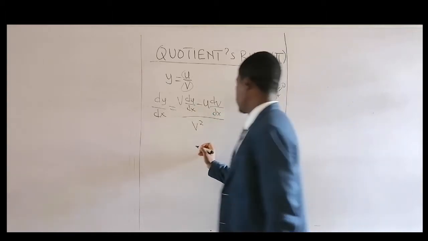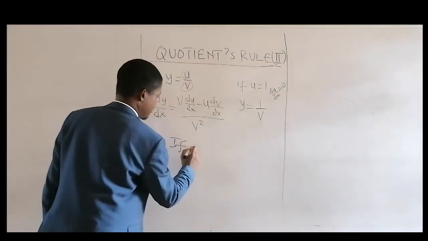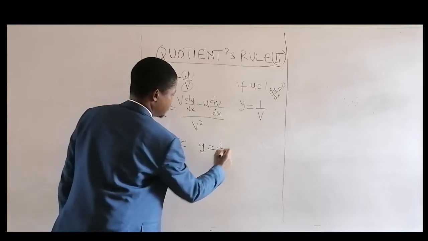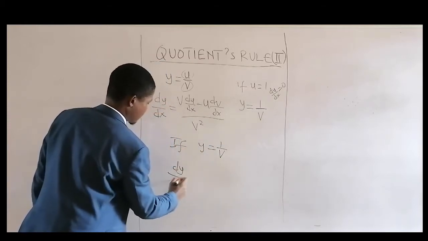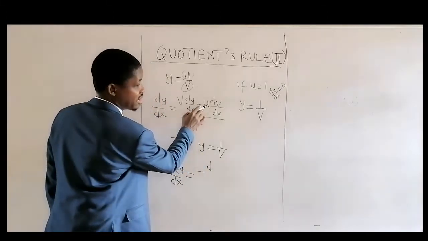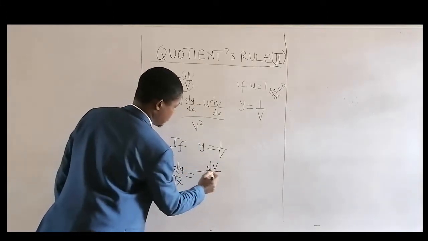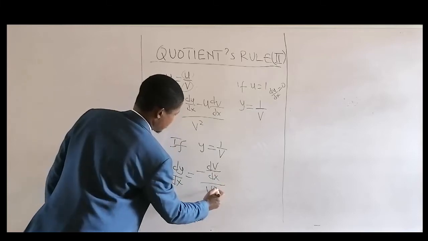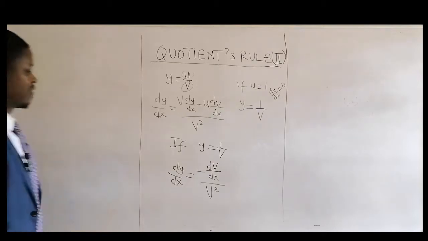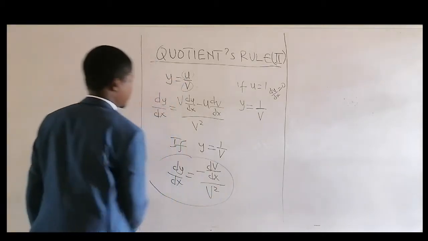So your formula will now become, if y is 1 over v, dy/dx will be equal to minus dv/dx over v squared. That is the case when your numerator is 1. So that's the formula to differentiate that.